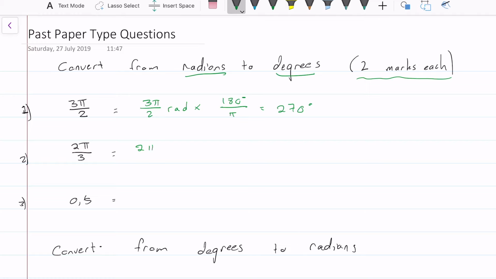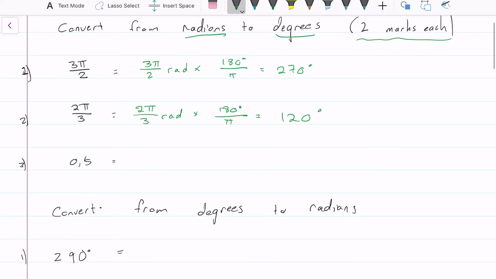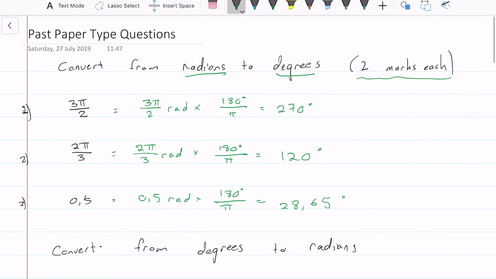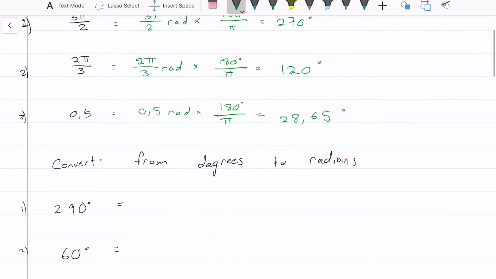Next question, let's do 2 pi over 3 radians. We want to get degrees, so degrees come on top, over pi, and the answer is 120 degrees. Okay, 0.5 radians, and again we want to get to degrees, so we have degrees at the top and radians at the bottom, and we get 28.65 degrees. Before I get too far, again, please pause the video, do the questions, and then look at the answers.